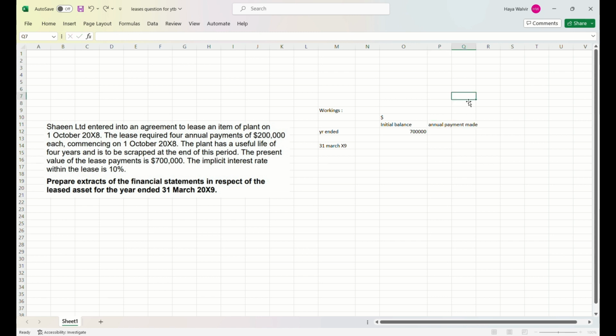Then the annual payment made. Since we are paying in advance, that is at the commencement of the lease, when the lease is starting, at that time itself I'm paying it. So you are supposed to subtract it before the interest. I'll tell you how. The annual payment made is at the commencement of the lease, so minus 2 lakhs, giving 5 lakhs.